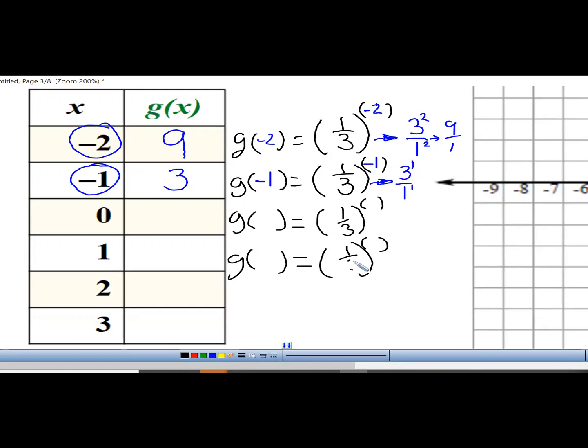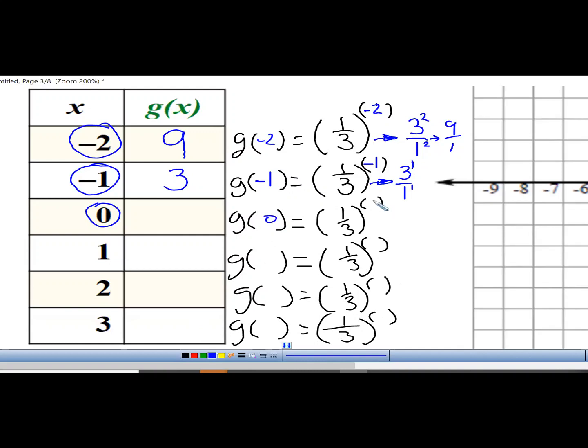All right, my next value is 0. All right, so what is 1/3 to the 0 power, Anthony? 1. 1, that is correct.